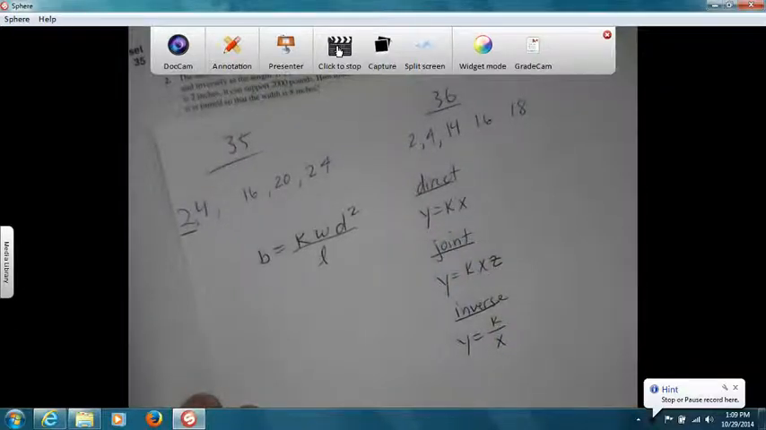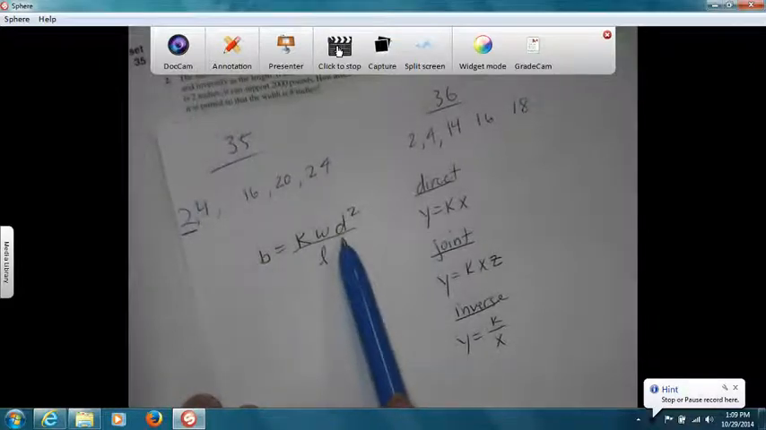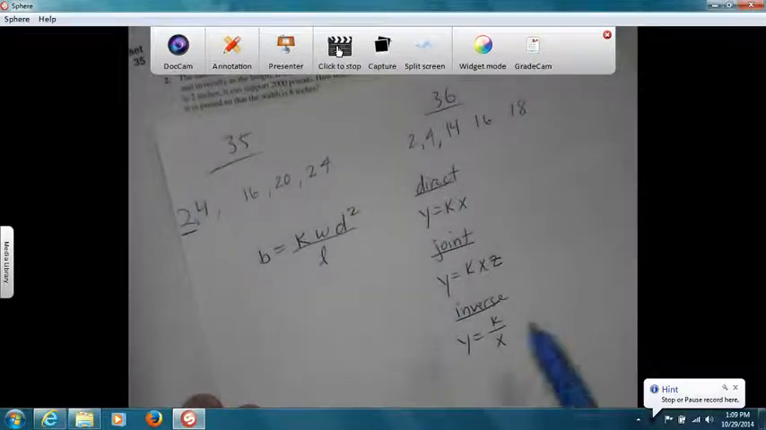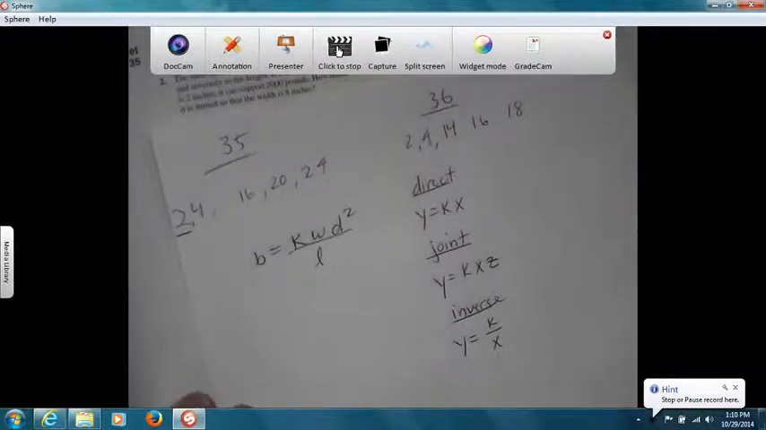So if it says the beam varies jointly with width and depth squared and inversely with length, I put the length under there because it said the word inverse, and I know inverse makes me put the x underneath. Now all I have to do is plug in some numbers. The reason I got messed up on it yesterday was because I thought maybe I had to convert everything to inches, but it turns out that wasn't the case.